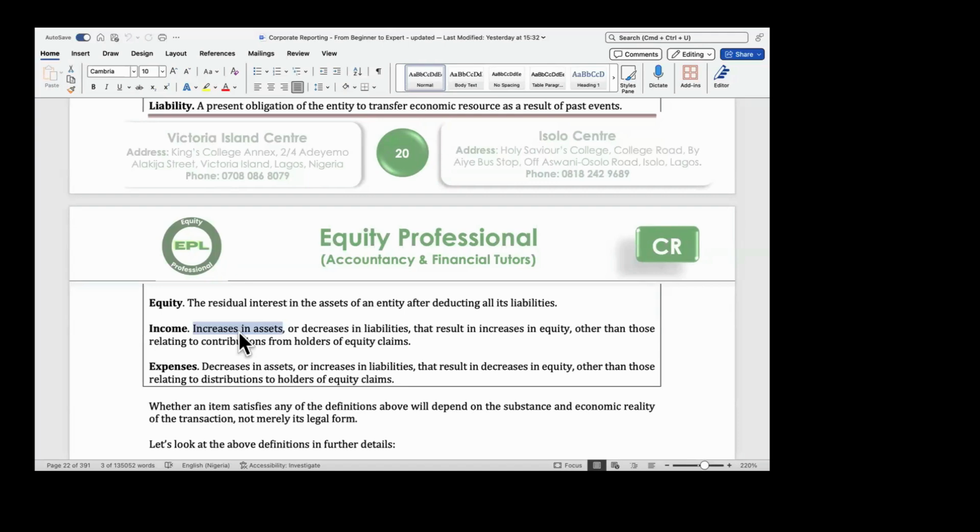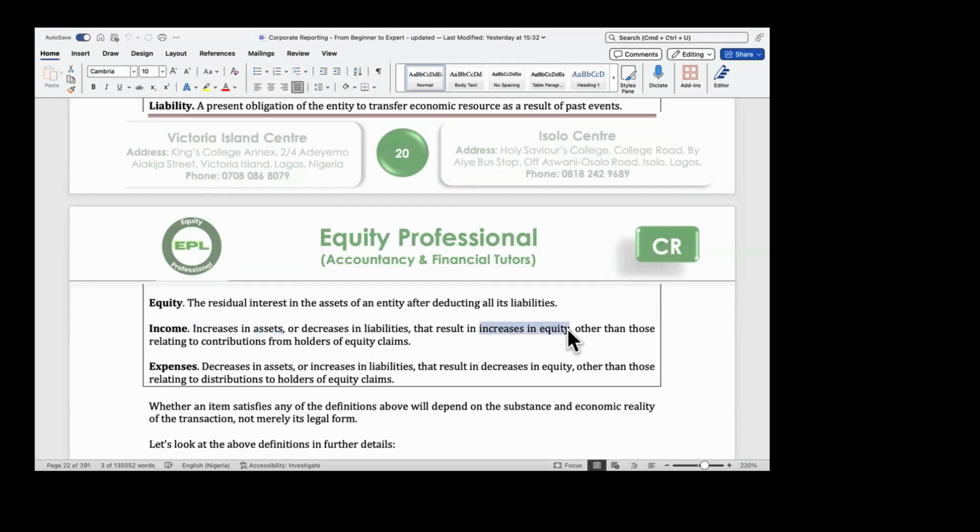Also, income is a decrease in liability. If your liability should decrease, not because you settled, but for other reasons, like maybe they forgive you the liability, or maybe they remeasured the liability and the value now decreased, or maybe they gave you discount, those decreases in liabilities are an income. And it's going to result in increase in equity.